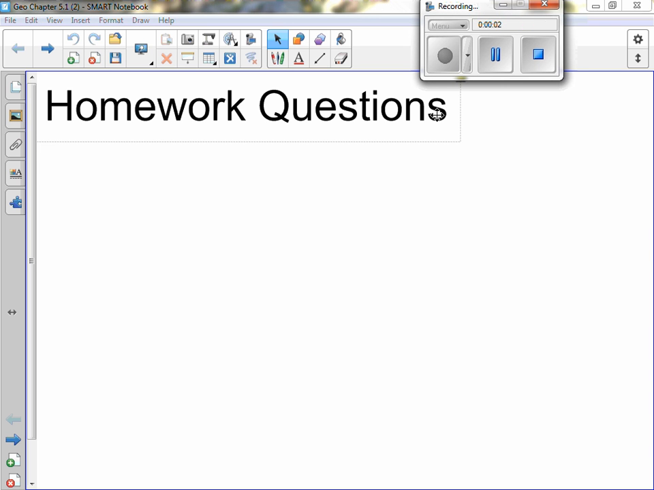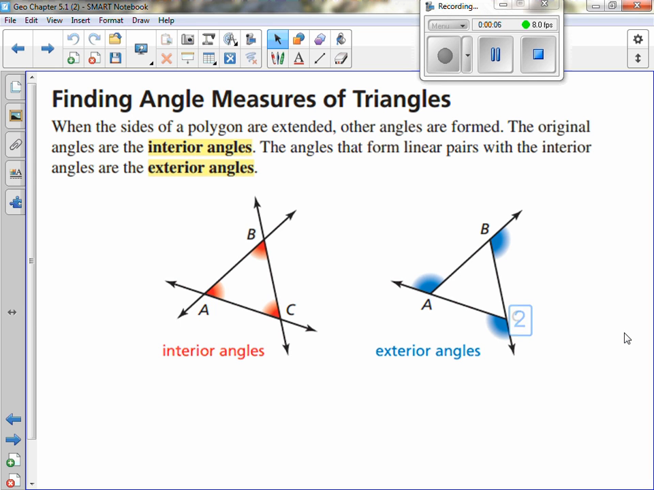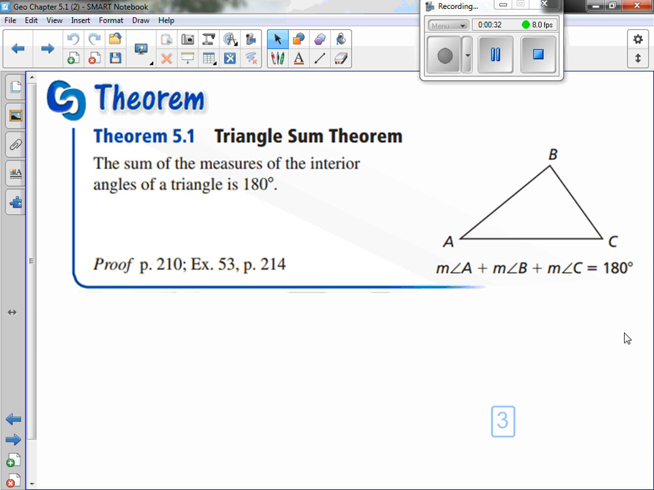Okay, so we're finishing up chapter 5.1. The first thing we're going to look at is interior and exterior angles. Interior angles are inside the polygon. Exterior angles are outside. That's not too bad. They're exactly what they say, yes? Interior is inside, exterior is outside.